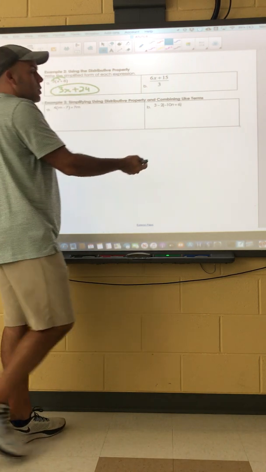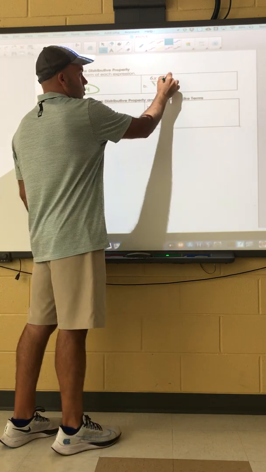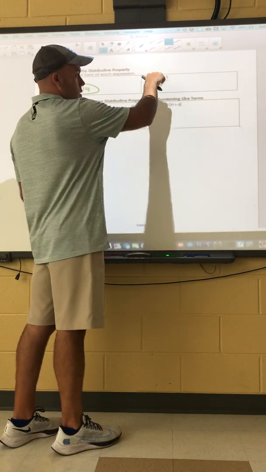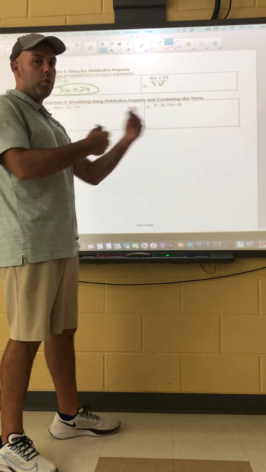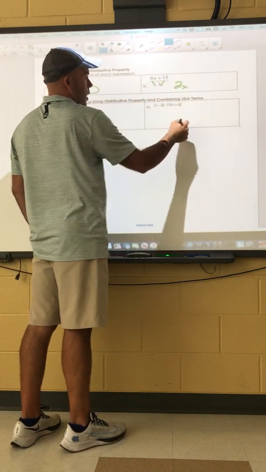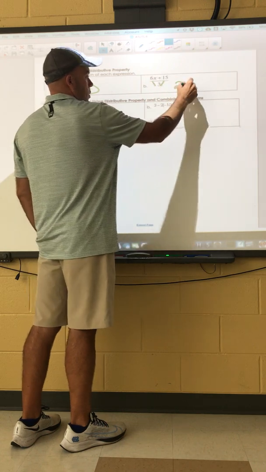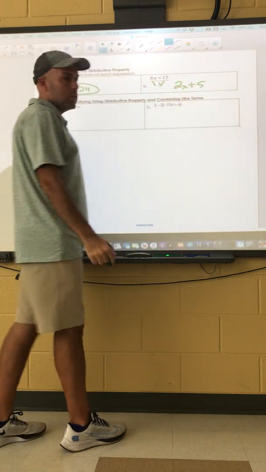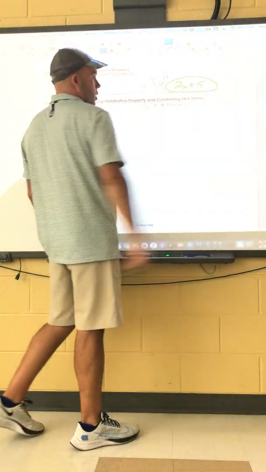Now in this case, it looks different, but the 3 is going to divide these terms. Now not just the 6x, not just the 15, but both of them. Okay, so 6x divided by 3 is going to give us 2x, and then positive 15 divided by 3 is going to give us 5. So that's what that should look like, 2x plus 5.